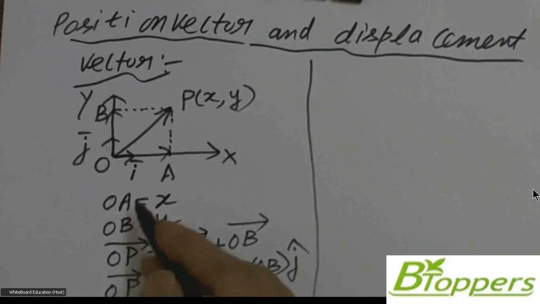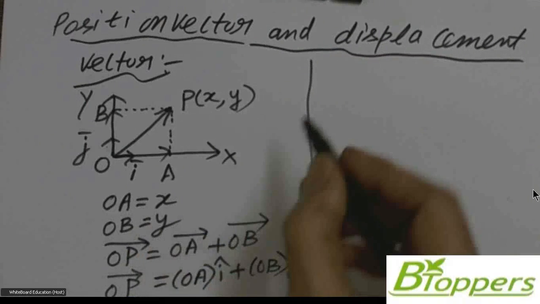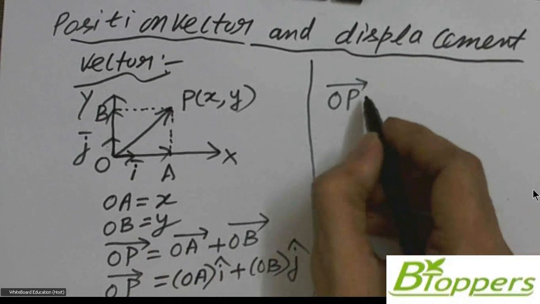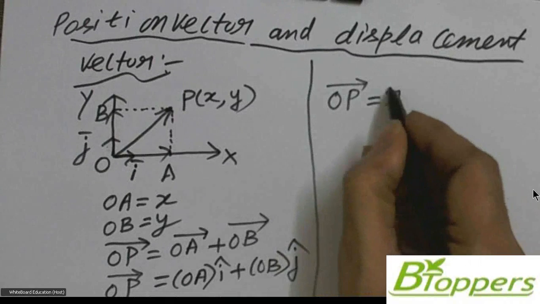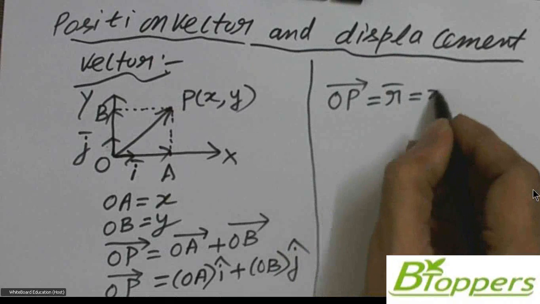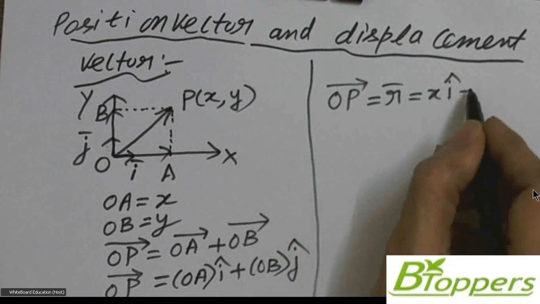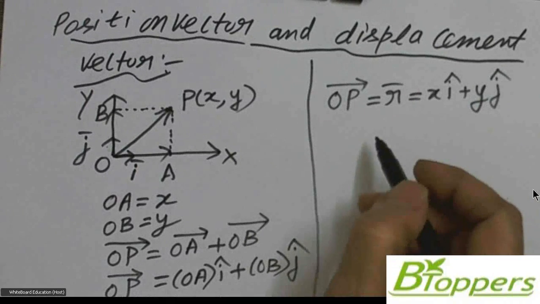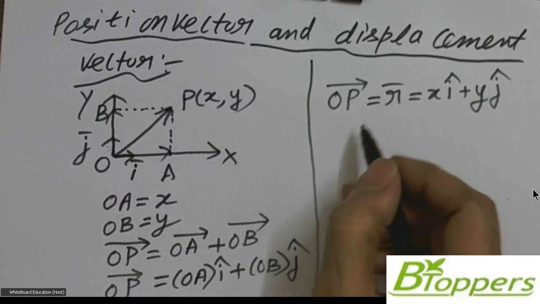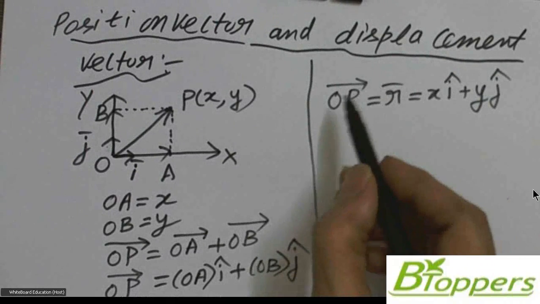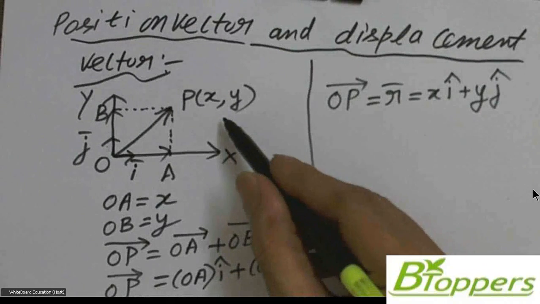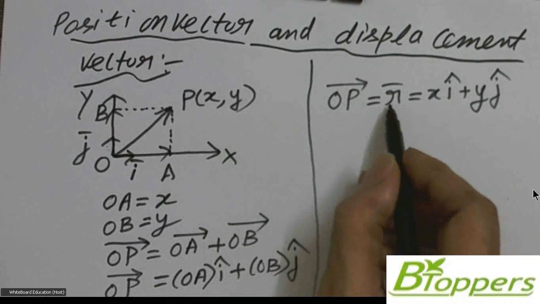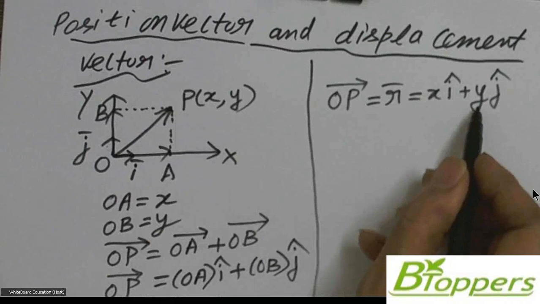Now I can write the length of the line OA equal to x, and the length of the line OB equal to y. That means the position vector of the point P, which is denoted by r bar, can be written as x into i cap plus y into j cap. Therefore, in general, the position vector of a point P with the Cartesian coordinates x, y in the xy plane is given by r bar equal to x i cap plus y j cap.